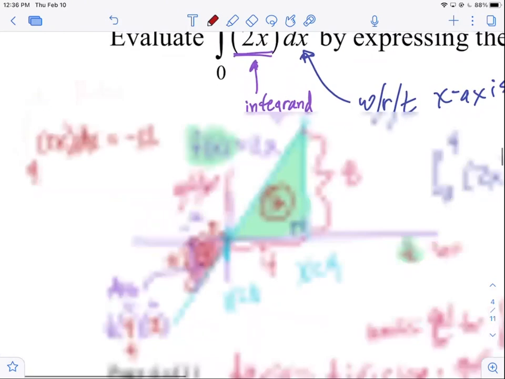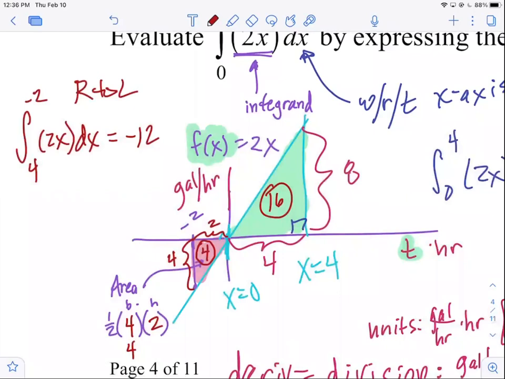And so now if you were to actually write it out below there, you would say, okay, from 4 to 0, the area is 16. And normally it's positive, but we're going backwards, so it's negative 16. And then from 0 to negative 2, the area is 4. And normally it's negative, but it's going to be positive. So we get negative 12. Okay. So we can use area to help us find integrals.